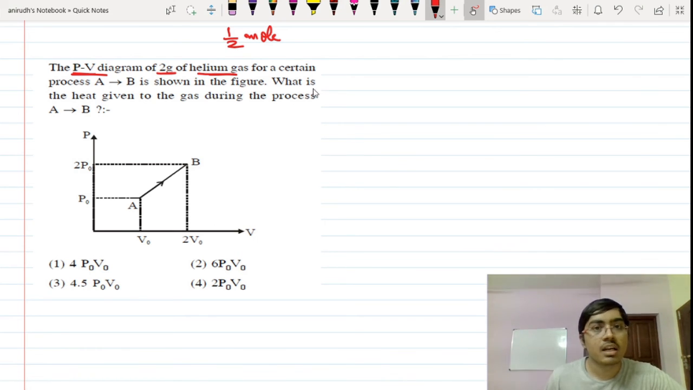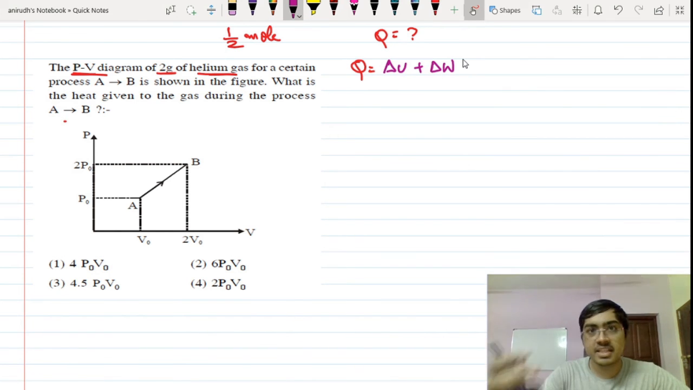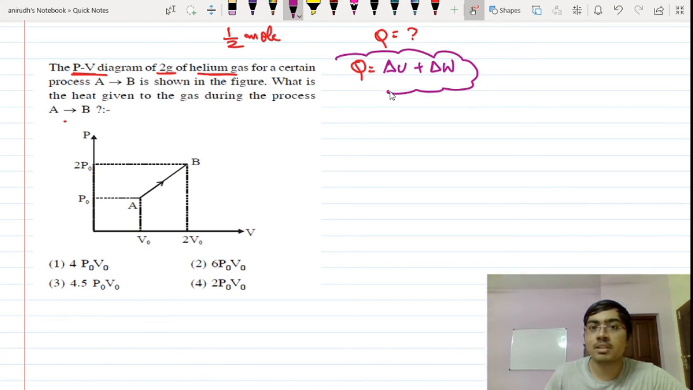So a PV diagram is given. What is the heat given to the gas during the process A to B? Okay, we need to find out delta Q. So Q is equal to delta U plus delta W. Whenever you give some heat to a gas, some part of that will be used for increasing the internal energy of the gas, and the rest of the heat which you are giving is used for work done by the gas. So this is your thermodynamics equation. If you remember the laws of thermodynamics, this is what I will be using for solving this, right?